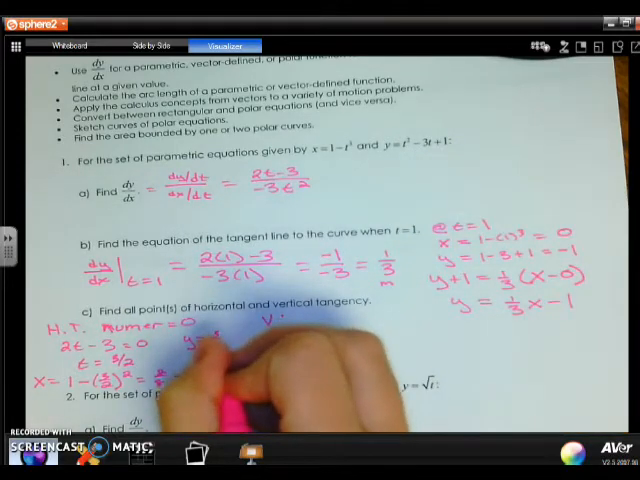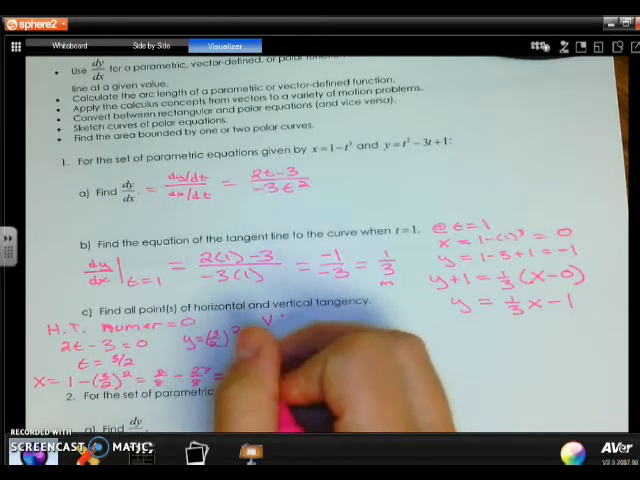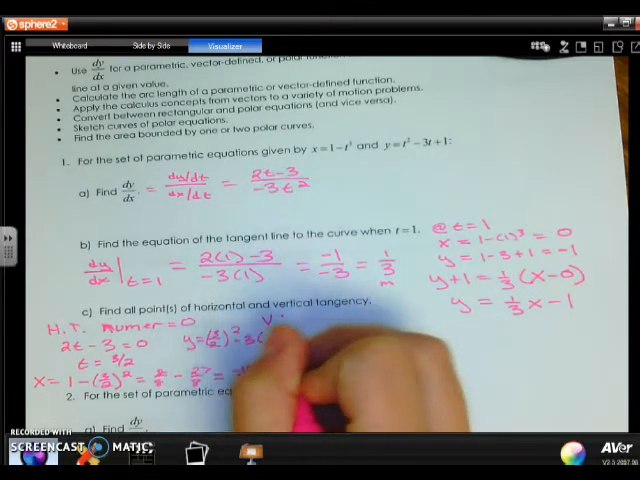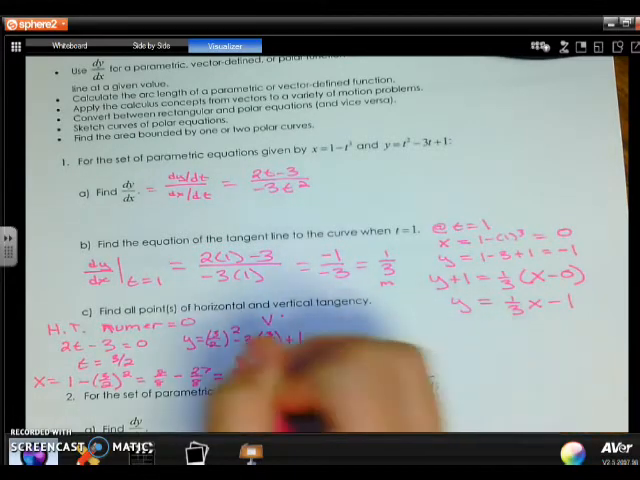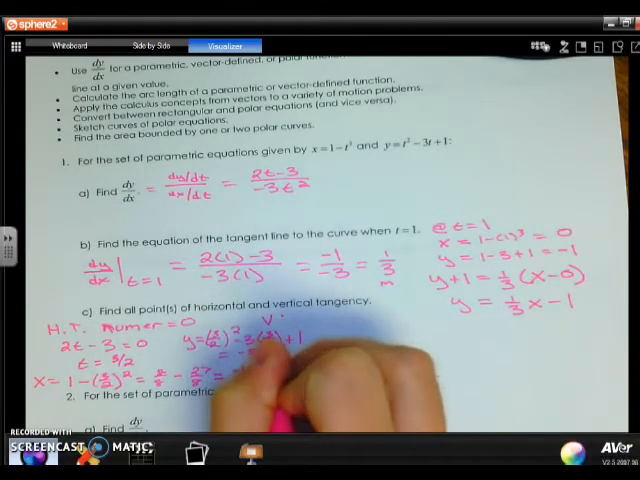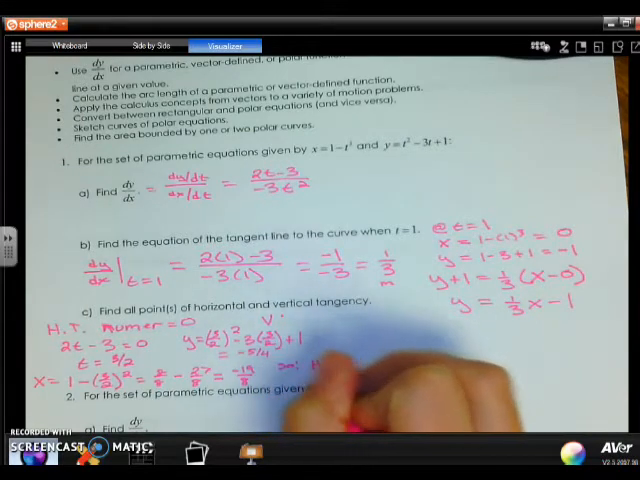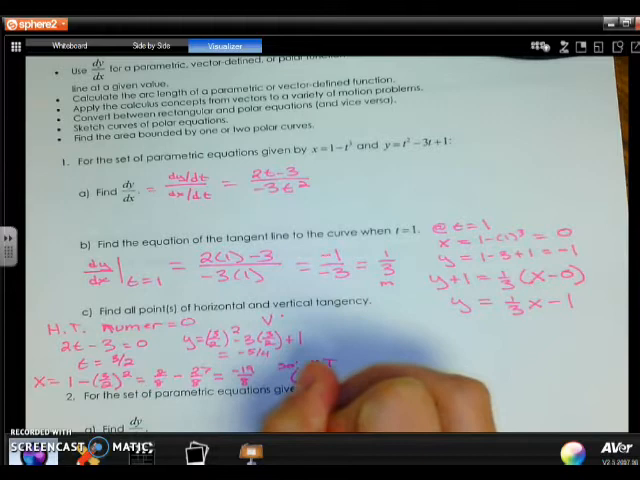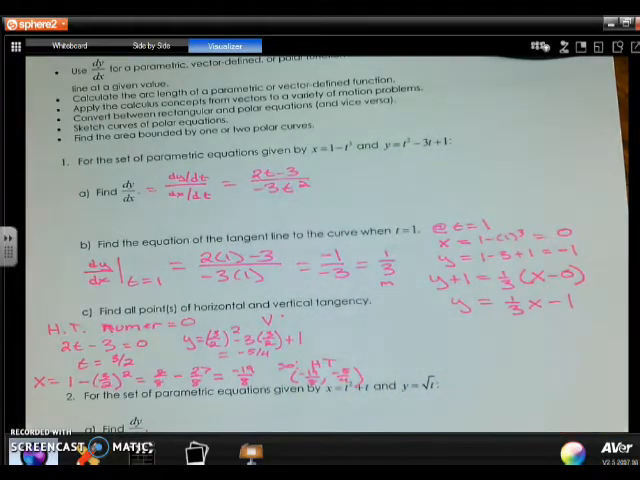So that's going to be that squared minus 3 times 3/2 plus 1. And after some math there, that is going to equal -5/4. So my horizontal tangency occurs at the point -19/8, comma, -5/4. So we've got that.